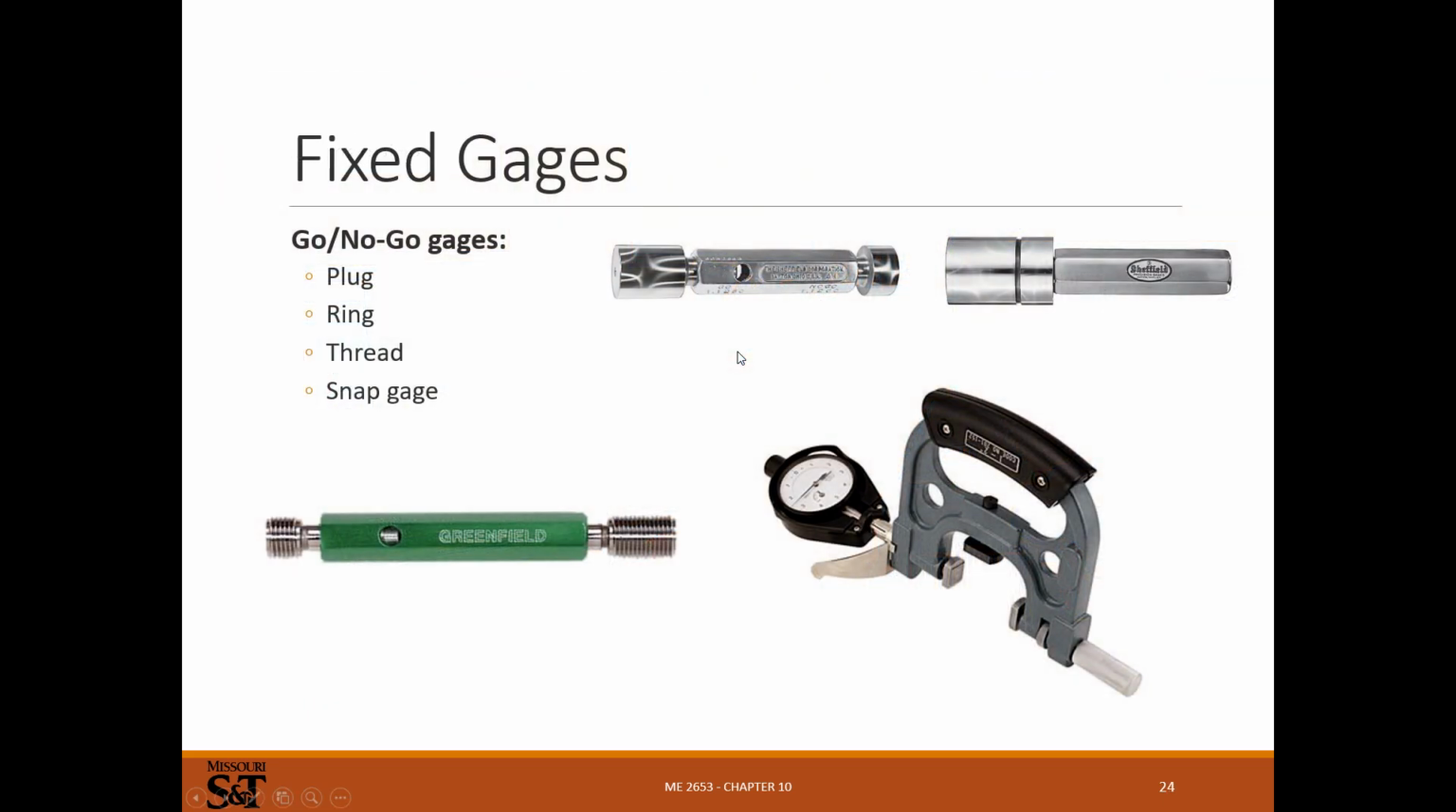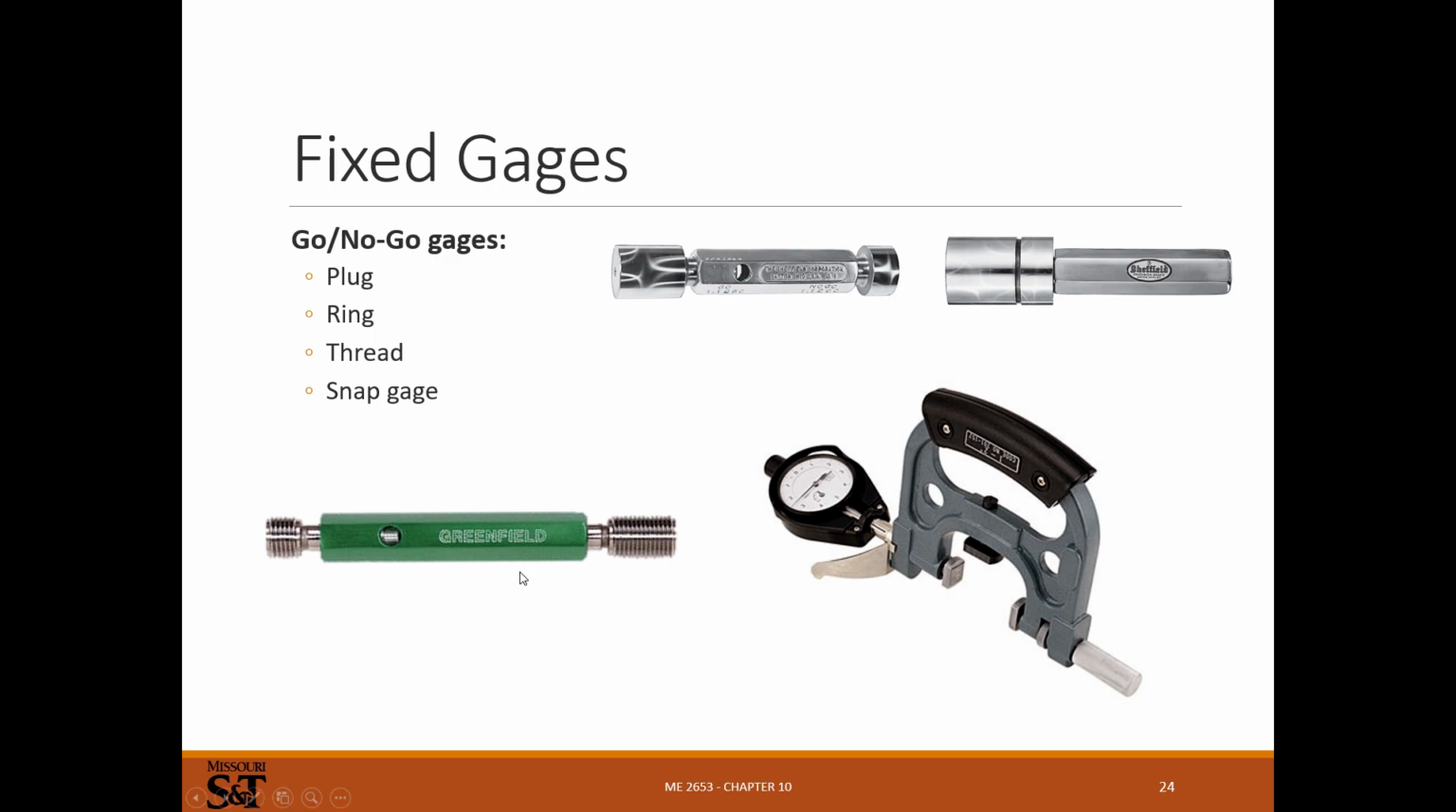Fixed gauges: we talked about the gauge blocks. There are go, no-go gauges. These are common in things like rifle bores. There are go and no-go gauges to make sure you've machined the chamber correctly, where one gauge is supposed to go in and another gauge is not supposed to go in. If the go gauge doesn't go in, then it's too small. If the no-go gauge does go in, it's too big. And if the go gauge goes and the no-go gauge doesn't, you're bracketed in that tolerance band and things are okay. These are very custom to whatever the application is.